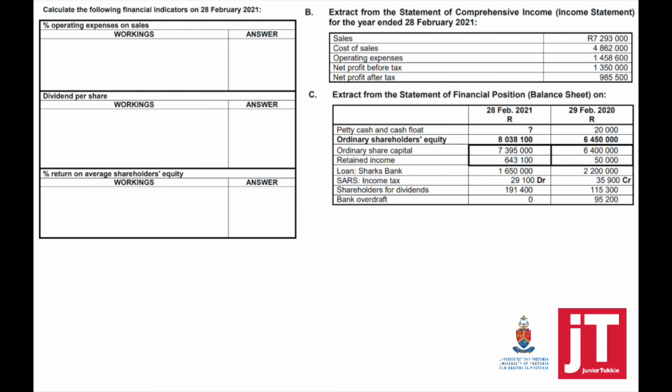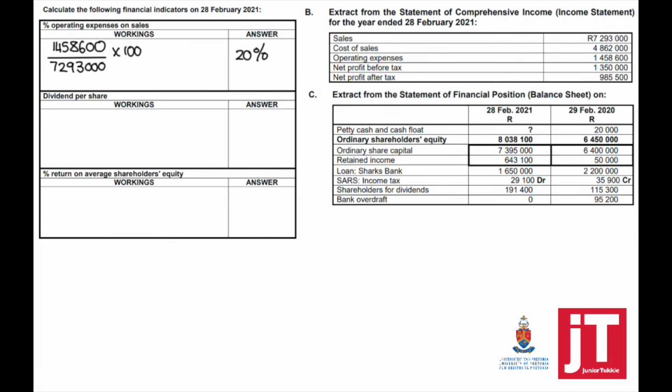Looking now at calculating the operating expenses on sales. We take the operating expenses divided by the sales. All of these figures were given. This is always a percentage, which means we need to times it by 100, which equals 20%. So this is easy marks to get. All the figures are given to you.